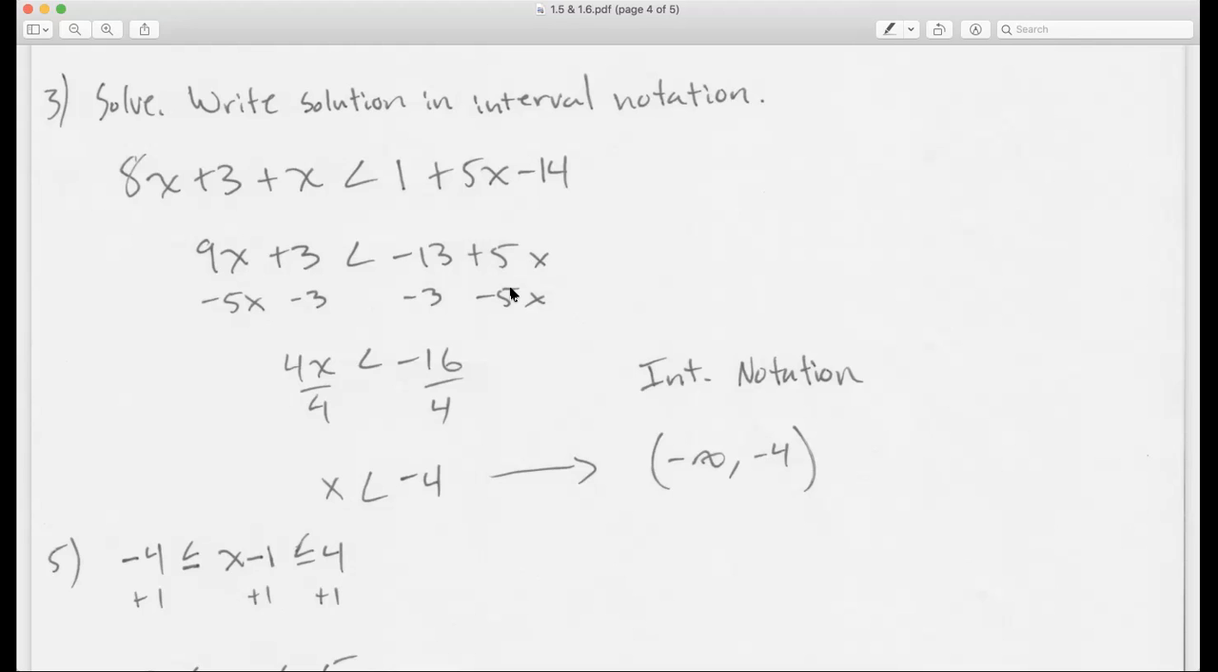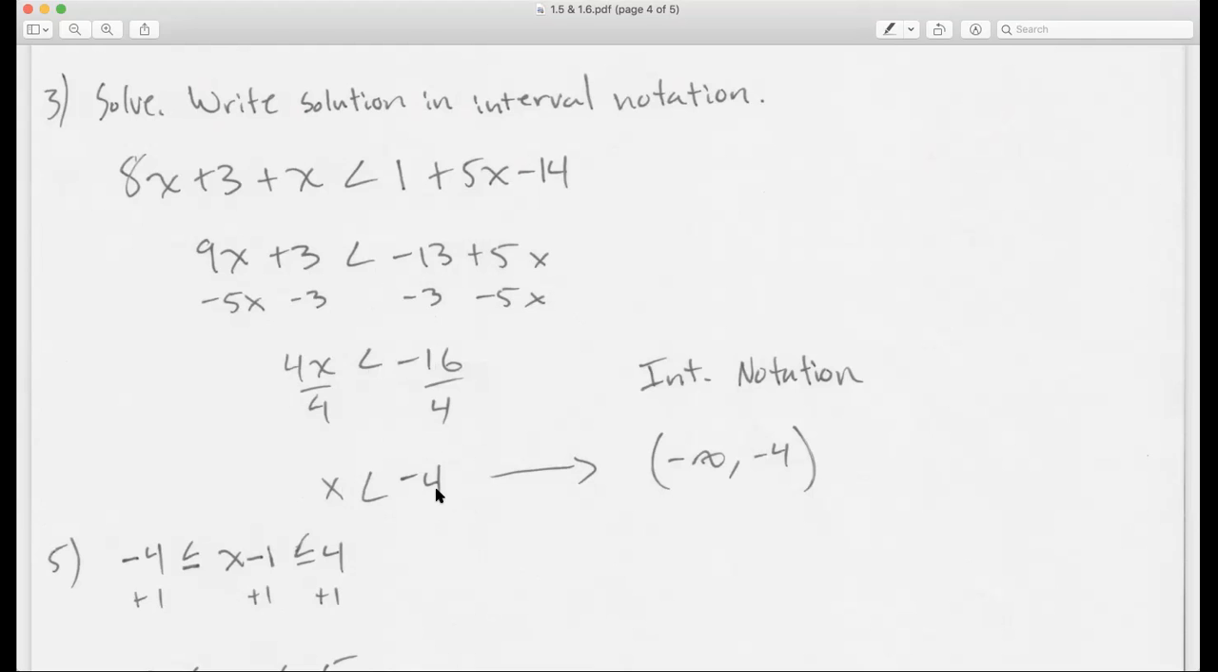Then I decided to move the x's to the left by subtracting 5x from both sides to get 4x here, and then I also moved this positive 3 here by subtracting 3 to get negative 16. So 4x less than negative 16, divided by 4, you get x less than negative 4.